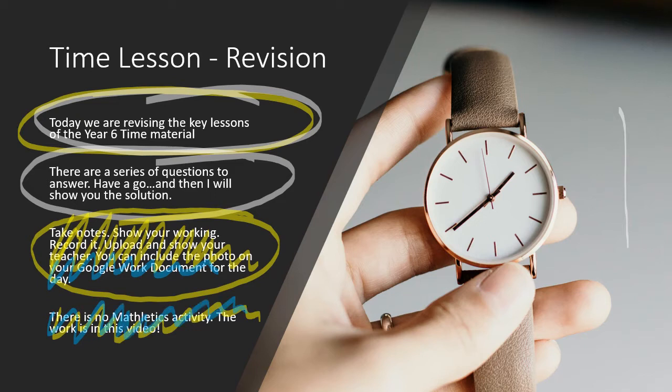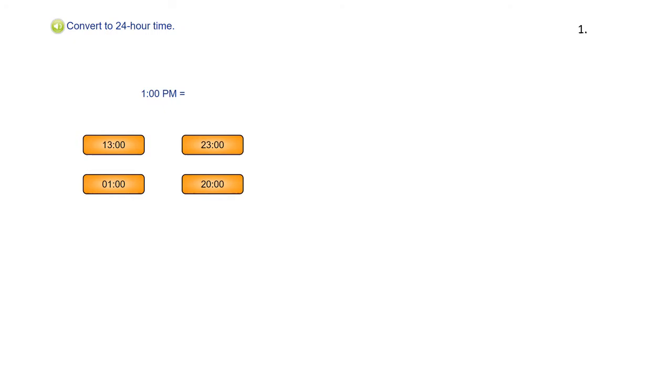Okay, there are 6 questions. Here is question number 1. Convert to 24-hour time. So get your document, get your work out, and convert 1 p.m. to 24-hour time. It is one of these options. I want to see your work, don't just guess, work it out. So pause me and have a go at that.